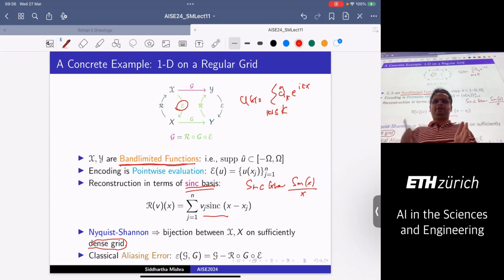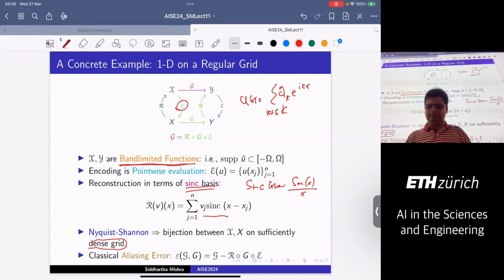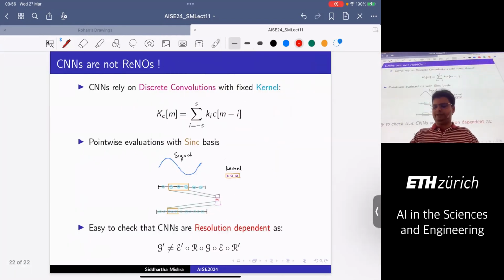It simply implies that if your function has a certain number of frequencies, and you sample it at enough equispaced points, you can exactly reconstruct the function. Okay, so this is the setting that we are going to utilize. And very quickly, based on this very concrete setting, we can already show very simply that convolutions, CNNs or MLPs for that matter, are not representation equivalent.